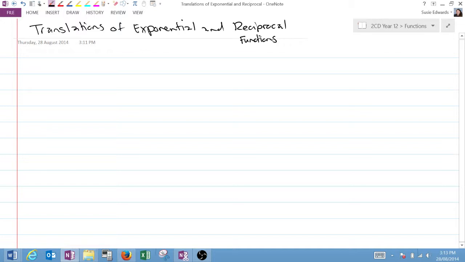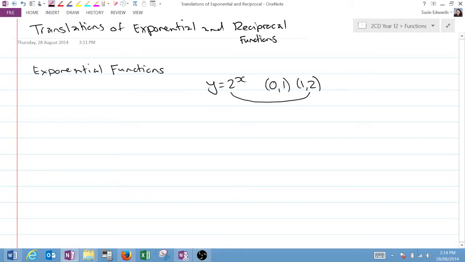So if we go from here, we're going to be looking today at translations of exponential and reciprocal functions. Last lesson we looked at these, so we're going to start with looking at exponential functions. Now if you remember simple exponential functions, we have our key points. For example, y equals 2 to the power of x, our key points are 0, 1 and 1, 2, and 2 is that base number. We also know that we have an asymptote at y equals 0.